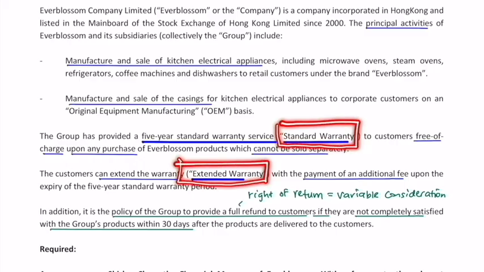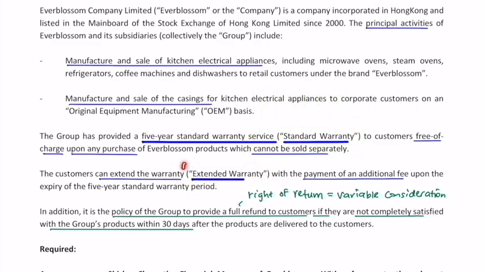First, we have to consider: are these distinct goods and services? If the answer is yes, then it's a separate performance obligation, and a portion of the transaction price should be allocated to the distinct goods and services. For the extended warranty, definitely yes, it's a performance obligation. But the standard warranty we have to discuss. Given that this cannot be sold separately, it appears it's not a performance obligation, but we consider other factors.